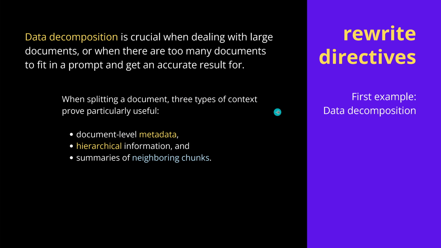Beautiful. And then data decomposition is crucial when dealing with large documents. And when we split the document, as I've shown you before, they now focus on three types of context that prove particularly useful. They focus on document-level metadata, on hierarchical information in the text, and on summaries of neighboring chunks. So if you really chunk it up, you are not left only with your single isolated chunk, but you have a summary of all the neighboring chunks, going 3, 4, 5, 6, 10 chunks to the left or to the right, before and after your particular chunk, to include this information.